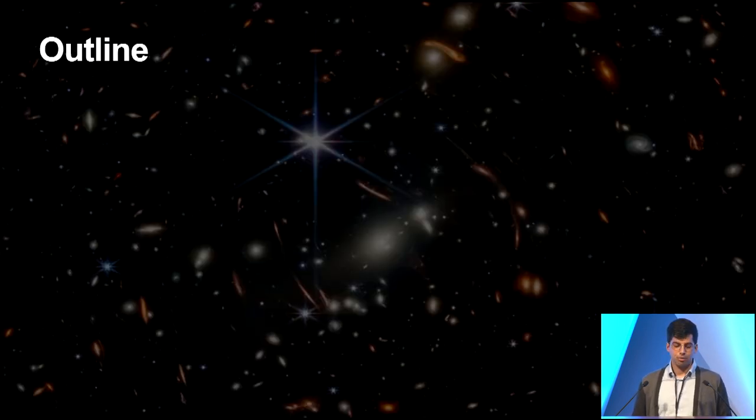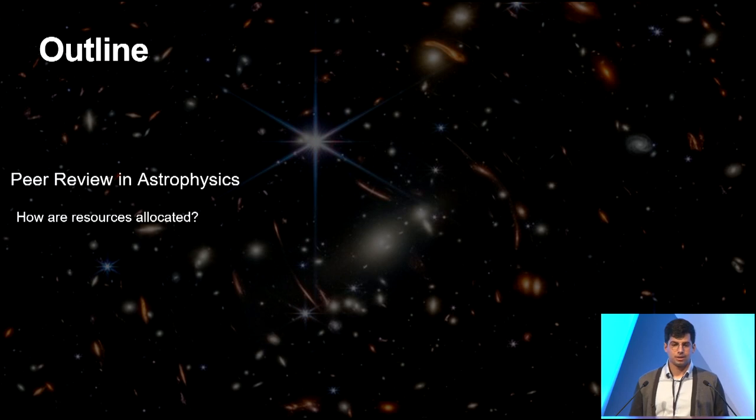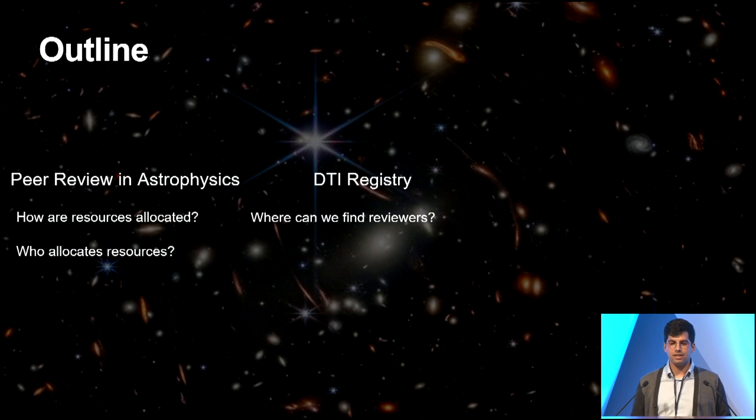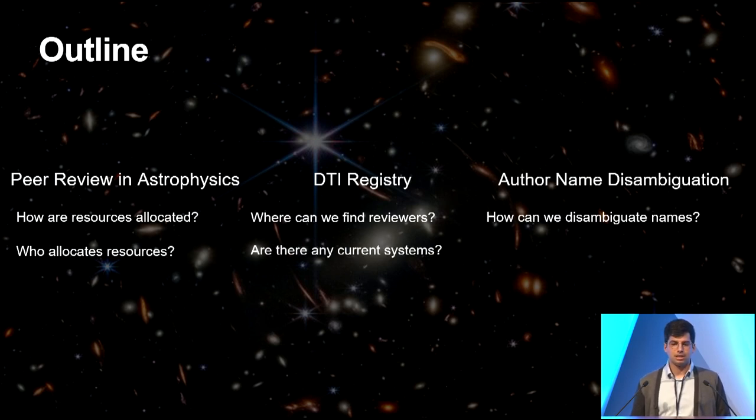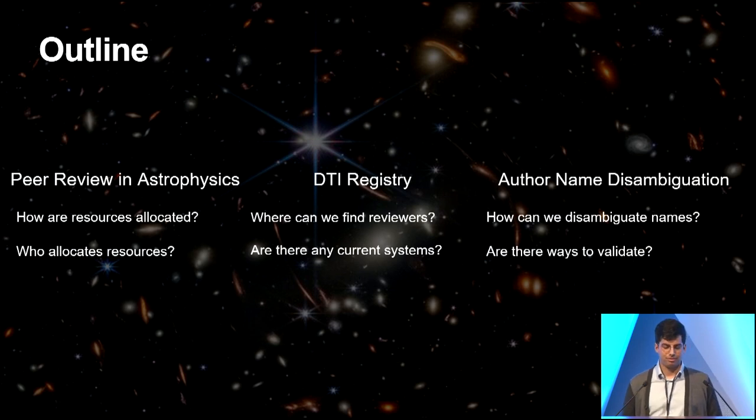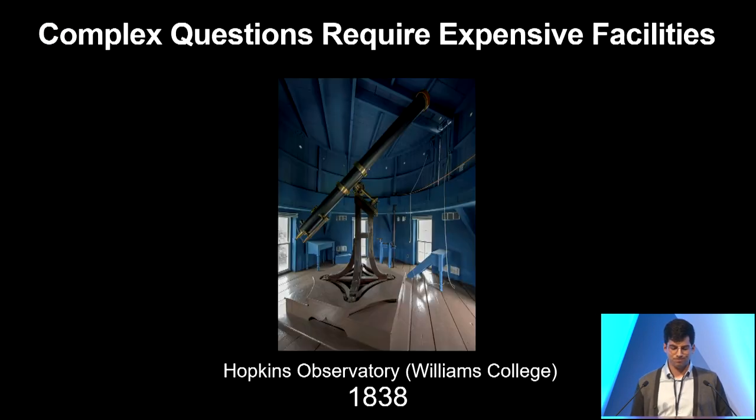Today I will focus on, at first, the allocation of community resources in astrophysics and how that is unique, as they must be shared amongst the community. Then I will present our open source reviewer registry called the DTI registry. An important element of this is the problem of ambiguous author names. And I will finalize by discussing how we validated a few techniques.